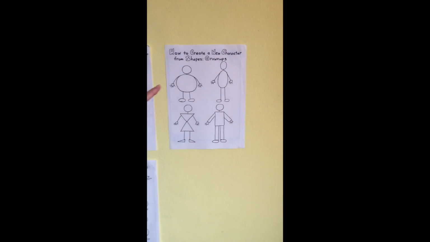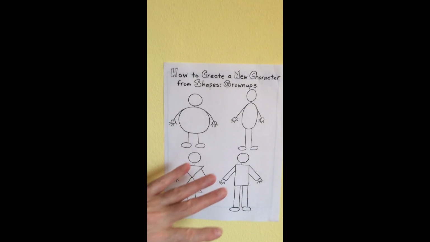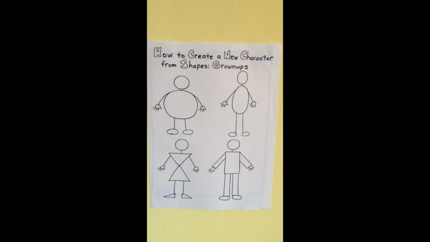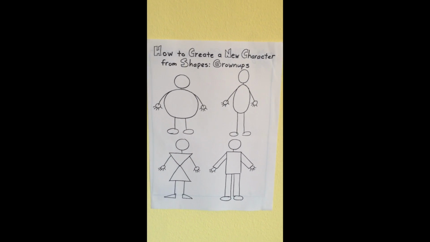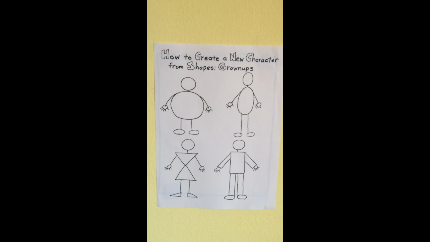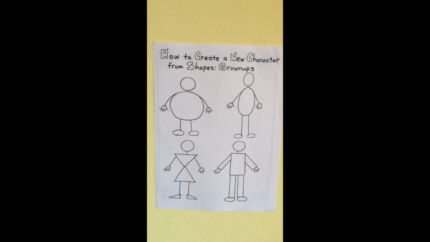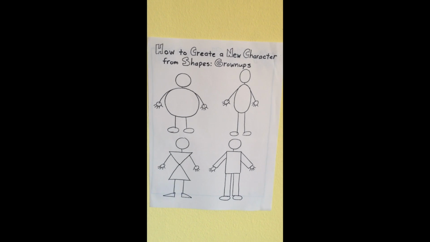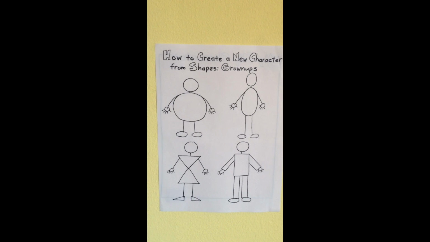Okay, and you can see here are some characters just made of shapes. And these are grown-up characters. And they could be a man or a woman, either one. And you could just look at them and maybe get an idea of how you would make your grown-up character. If you wanted to make someone, maybe a teacher, or maybe you wanted to make someone in your family.